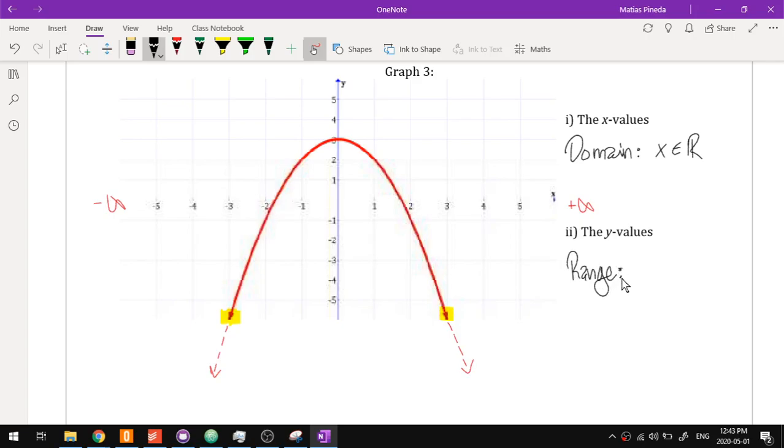Well, the smallest possible value for y is going to be negative infinity. If we extend this curve on the left or the right hand side, it's going to be going to negative infinity along the y-axis. Okay. What about the largest possible value for the y variable?